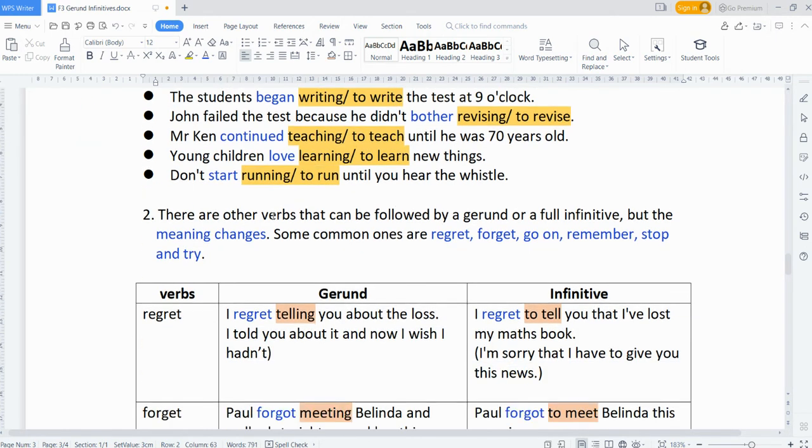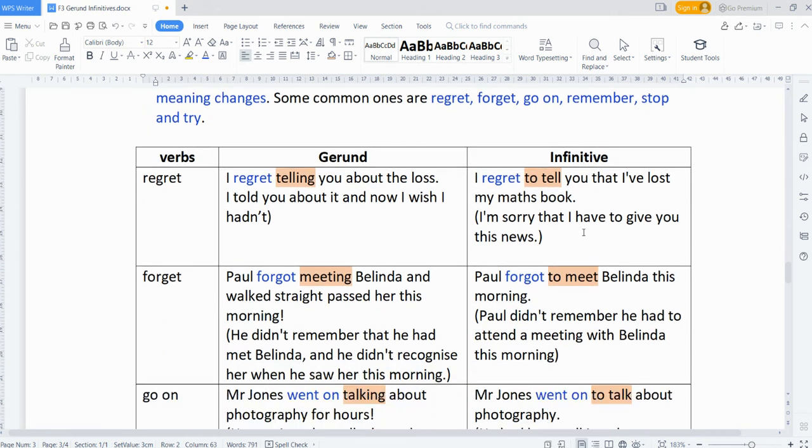However, there are other verbs that can be followed by a gerund or a full infinitive. Dia boleh followed by dua-dua, gerund pun boleh, full infinitive pun boleh. But the meaning changes, tapi maksud dia akan berubah. Some common ones are regret, menyesal, forget, go on, meneruskan, remember, stop and try. Let's look at these examples.